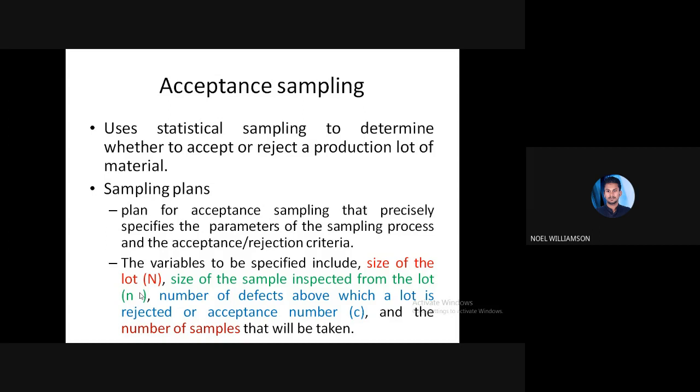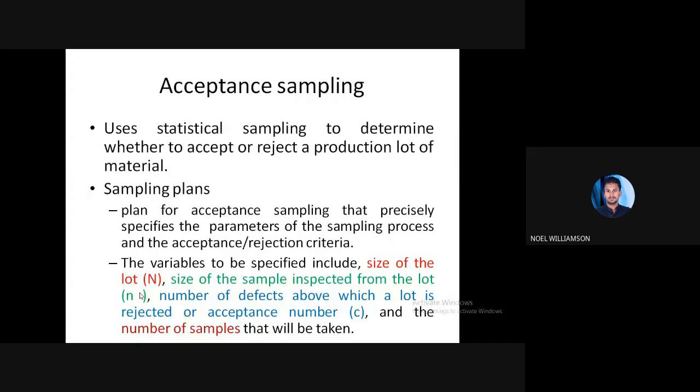Then the size of the sample inspected from the lot, that is the sample size, small n. Then the number of defects above which a lot is rejected, or acceptance. That is, we will set a point like small c, that is the acceptance number. Say suppose we have a total lot size, capital N, of 1000, and from there we have chosen the sample size as 10.